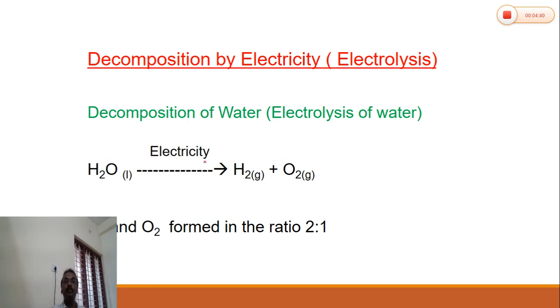Now, decomposition by electricity is called electrolysis or electrolytic decomposition. One is the decomposition of water. When electricity is passed through water, two gases are formed, hydrogen and oxygen.